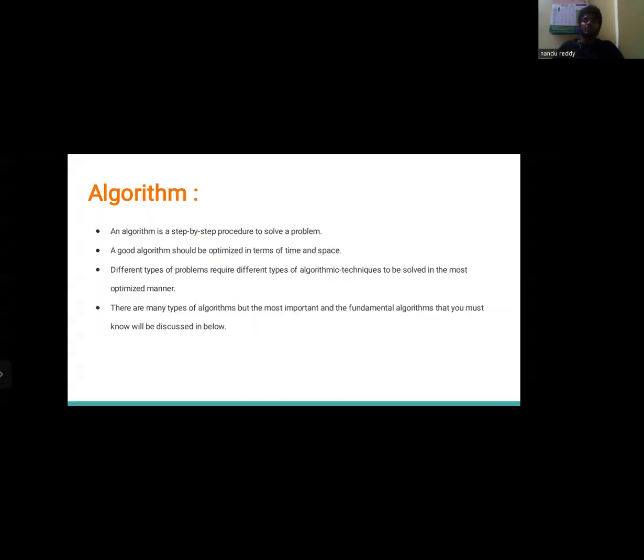First of all, what is meant by algorithm? An algorithm is a step-by-step procedure to solve a problem. A good algorithm is optimized in terms of time and space. Different types of problems require different types of algorithm techniques to be solved in the most optimized manner. There are many types of algorithms, but the most important and fundamental algorithms that you must know will be discussed below.